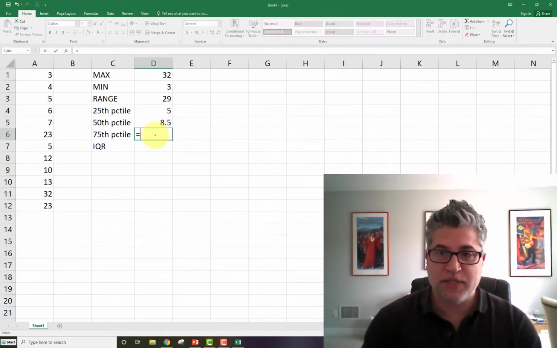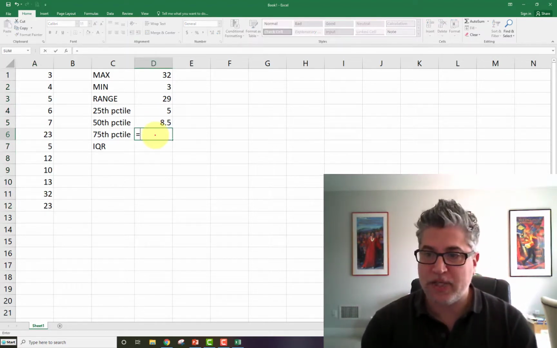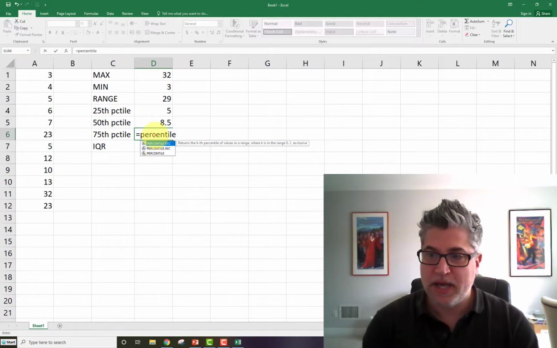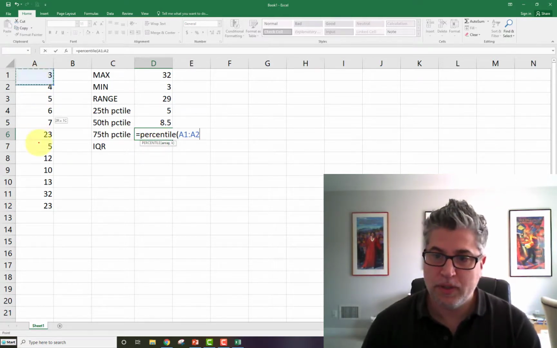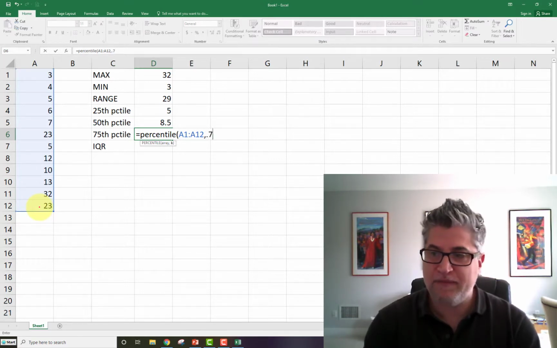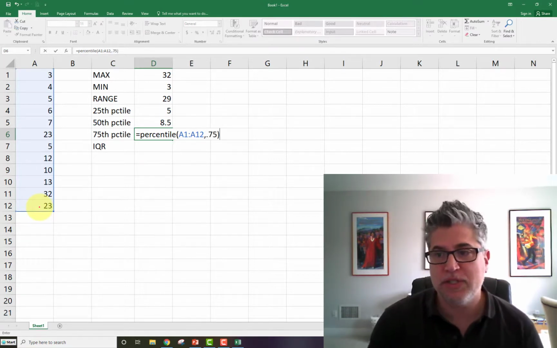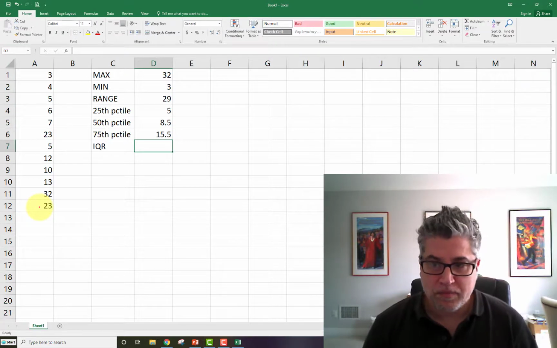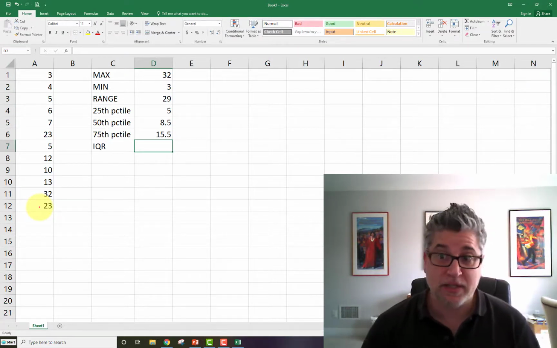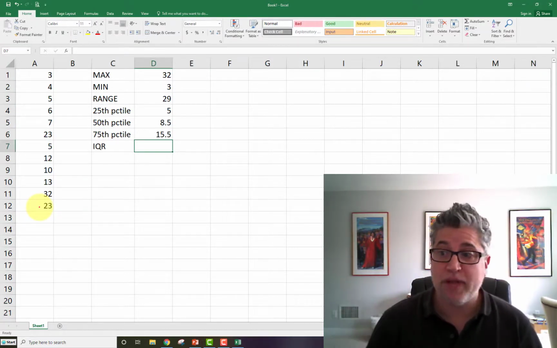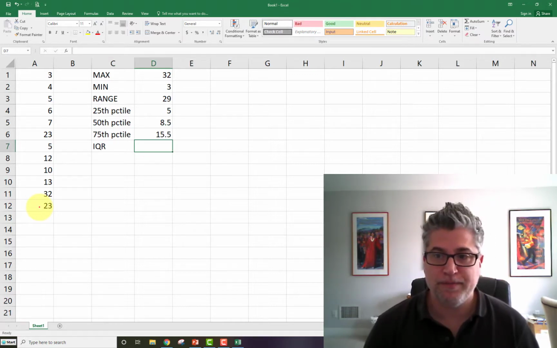The 75th percentile, I think you guys know how that works now. Percentile, data range, 0.75, close those parentheses, hit enter. 75th percentile is now, again, some number we had to interpolate, so it's 15.5.